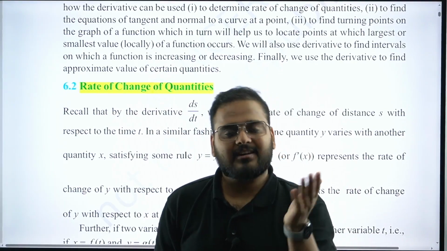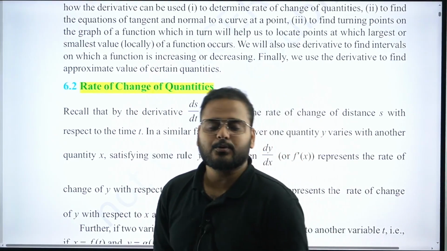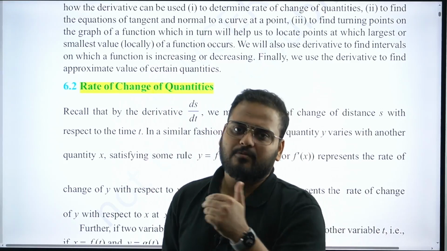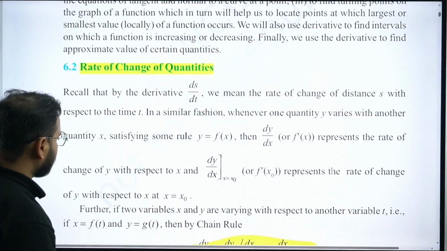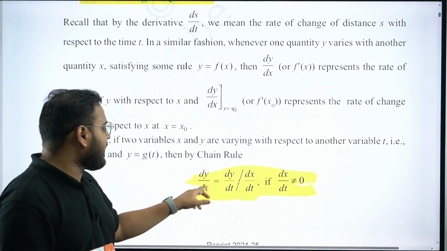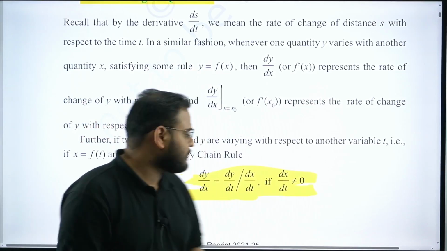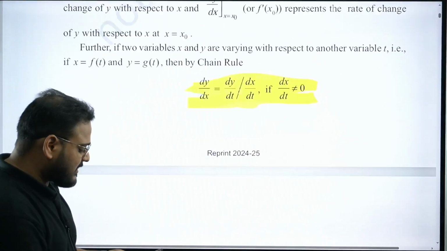You can write A in terms of r and differentiate with respect to t. How do you do that? dA by dr into dr by dt. What is that? Chain rule. So if we're looking for dA by dt, it will become dA by dr into dr by dt. We can use that chain rule basically. That's what we use in rate of change.